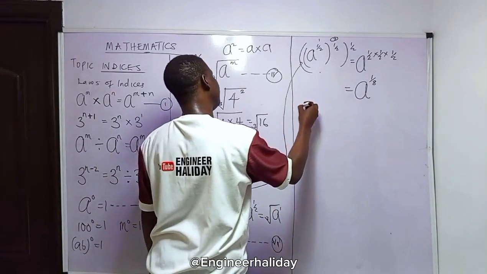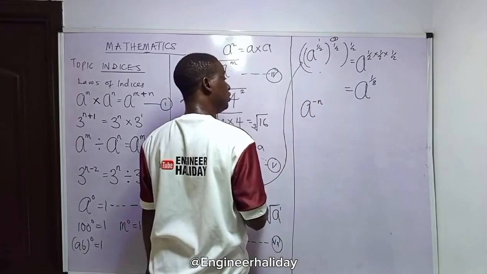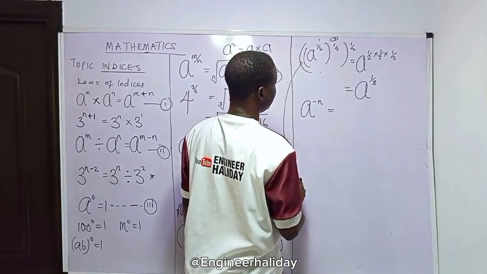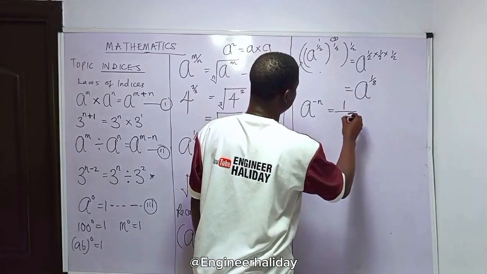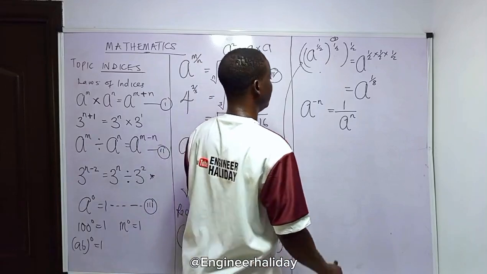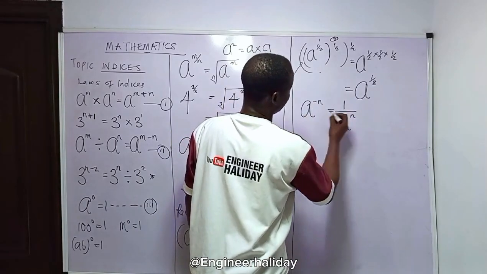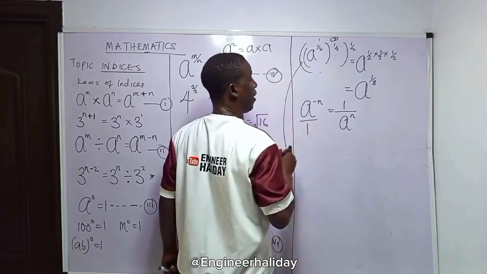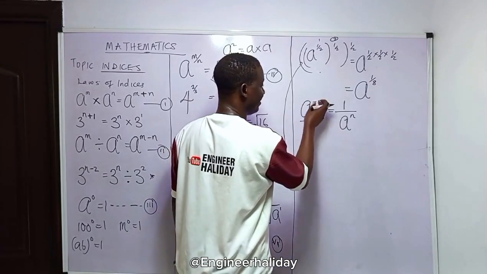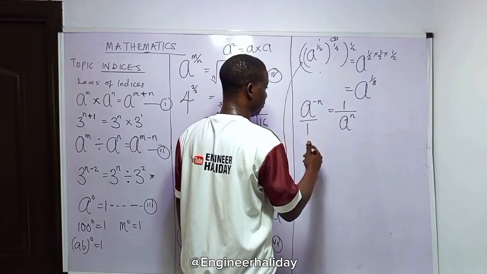Rule number 6 is negative power. That means when we have what? A raised power minus n, for instance. Now, a raised power minus n is the same thing as 1 over a raised power what? N. So in that case, if you remove the minus sign, you are going to take this one, it is over 1 naturally. So removing the minus sign, we take 1 up and take this a raised power n down as positive. So it becomes positive below.